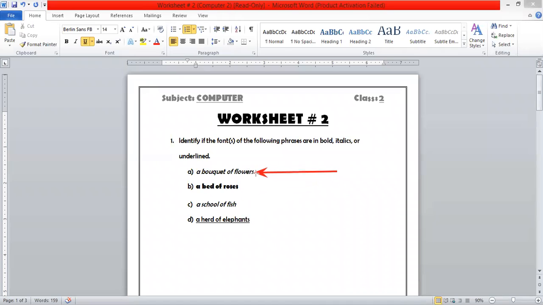You have to tell whether this one is bold, this one is italics, or this one is underlined. You have to find out what it is. Okay, so for A, what do you think? There are three choices given. What are those three choices? The three choices are bold, italic, and underline. So what do you think? The font written in A is bold, italic, or underline. What do you think?